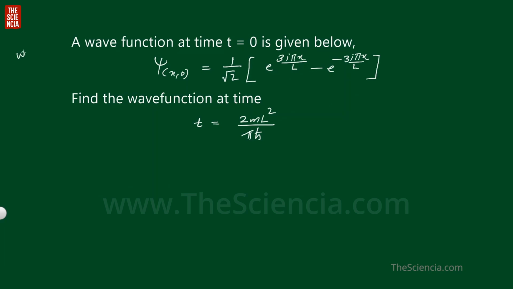This one is work for you. Please find the wave function at time equal to 2mL square by pi h cross. It's work for you.